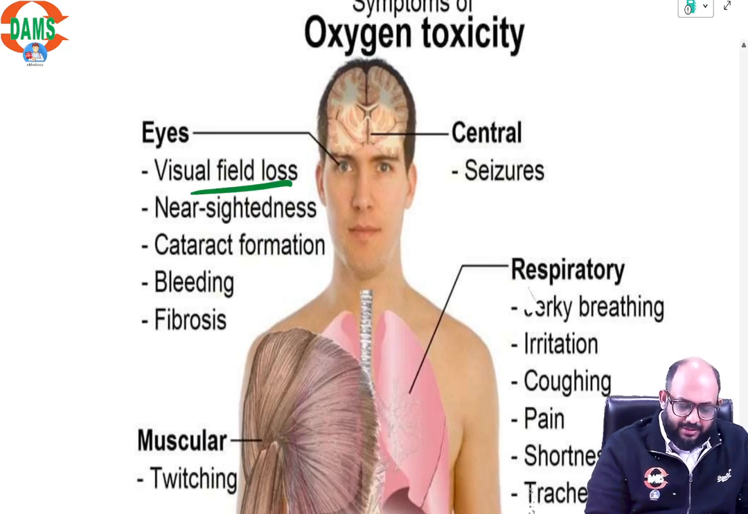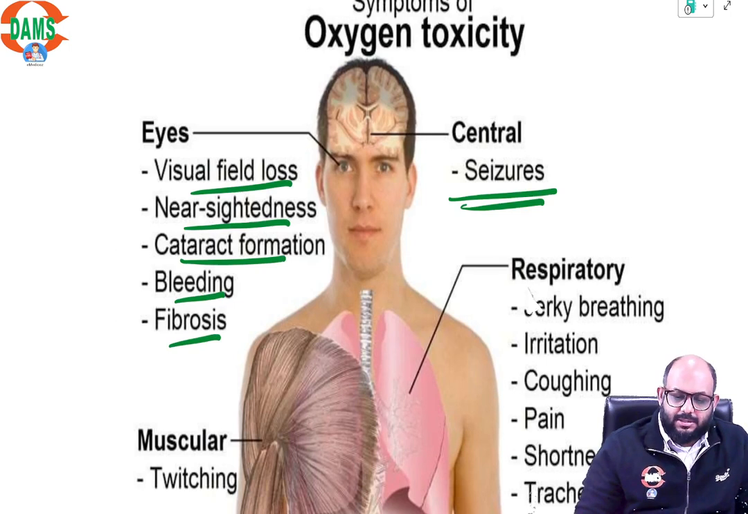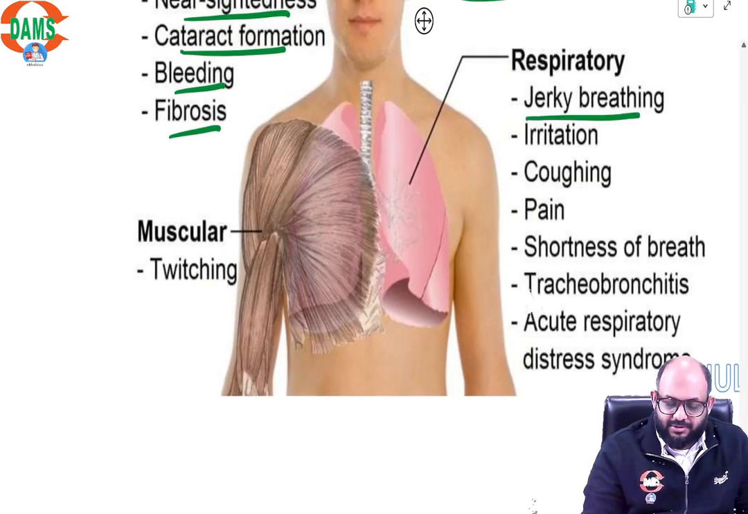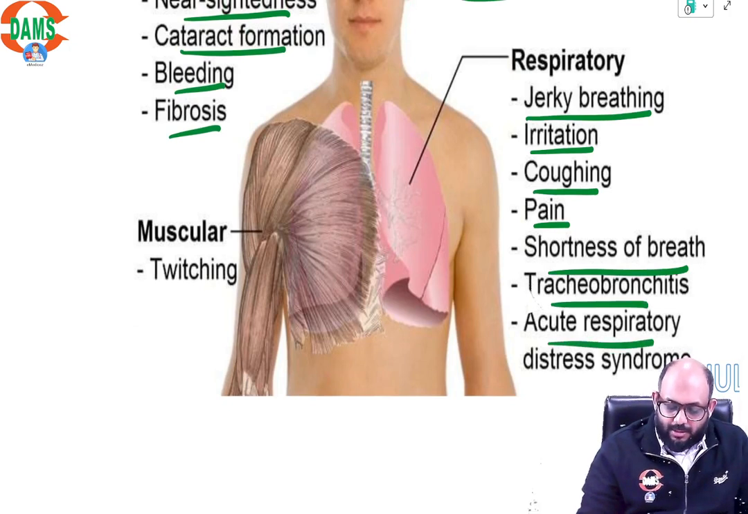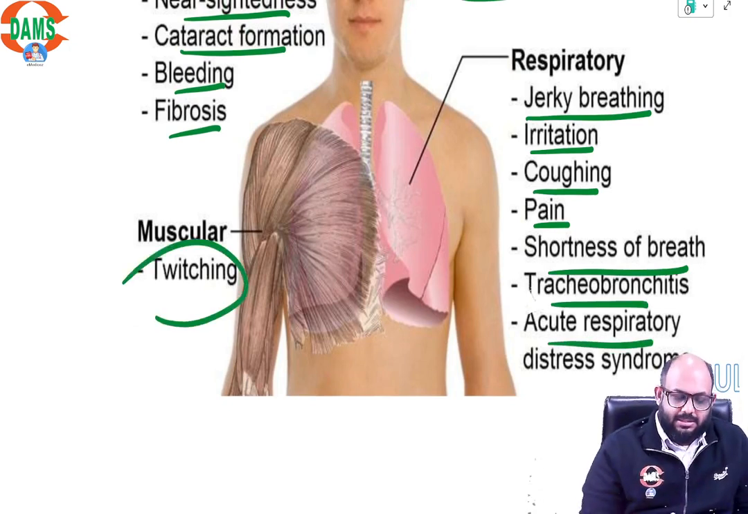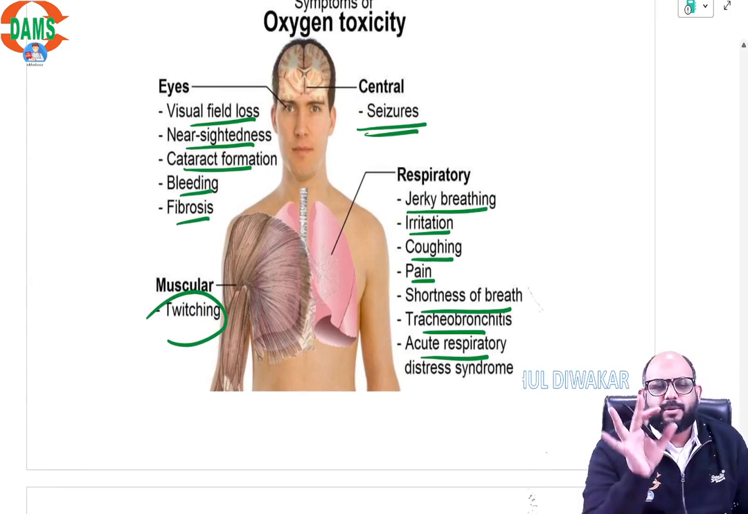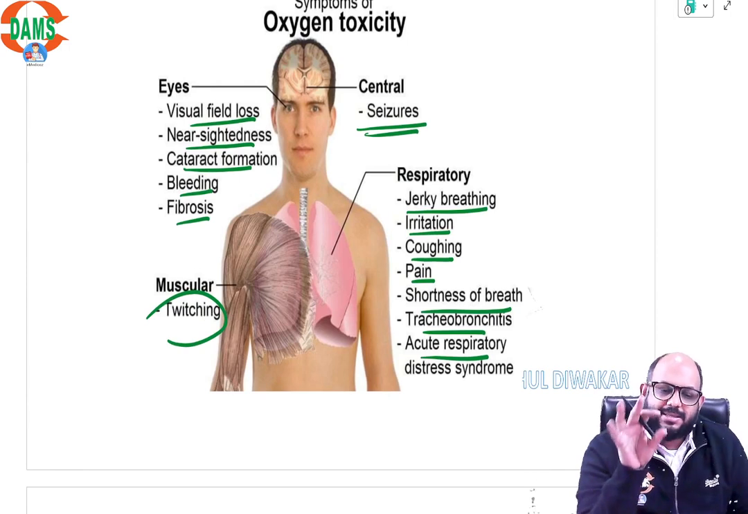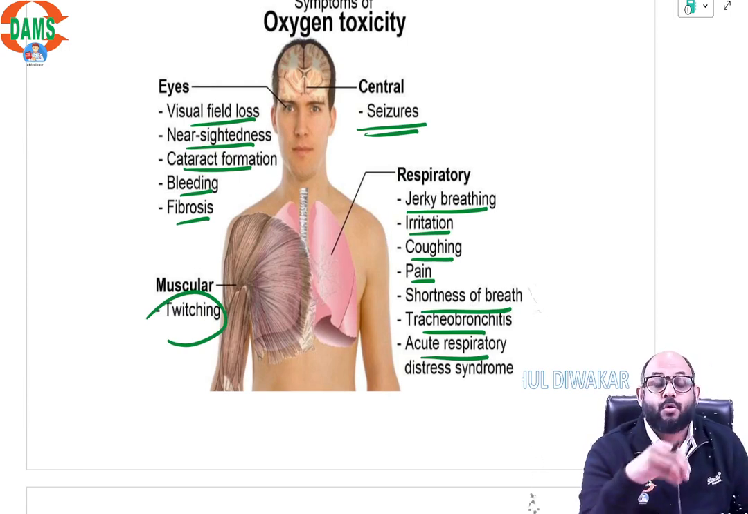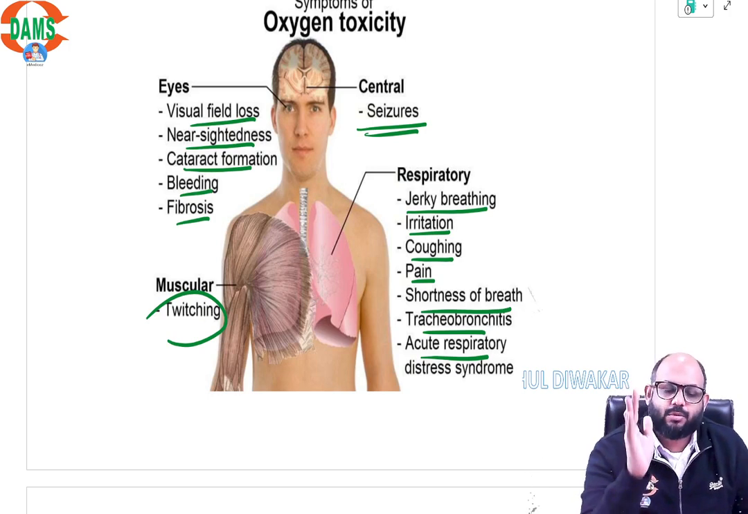In the eyes, there will be visual field defects, nearsightedness, cataract, bleeding, fibrosis. In the central nervous system, seizures. In the respiratory system, jerky breathing, irritation, coughing, pain, shortness of breath, tracheobronchitis, ARDS, and in muscles, twitching. These are things you need to remember: why oxygen is called a drug, because overdoing of oxygen therapy can lead to toxicity.